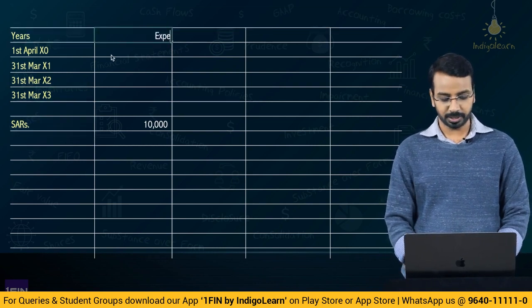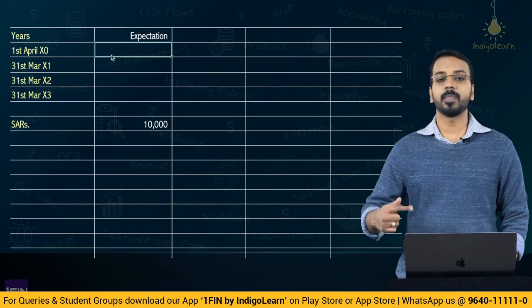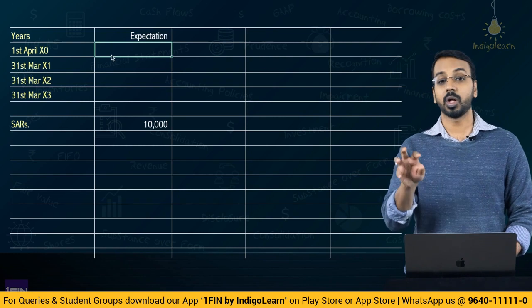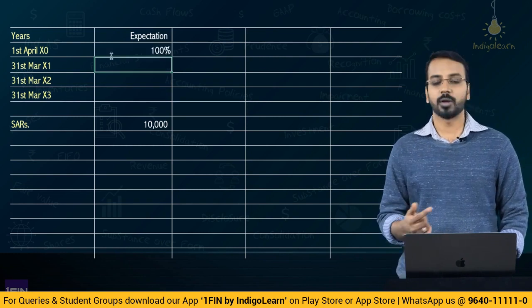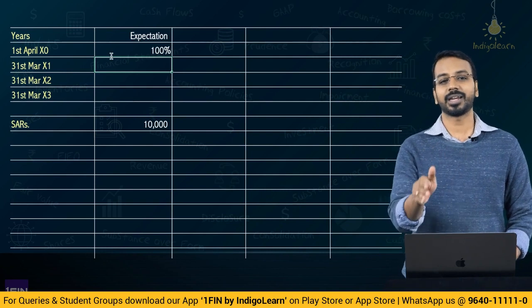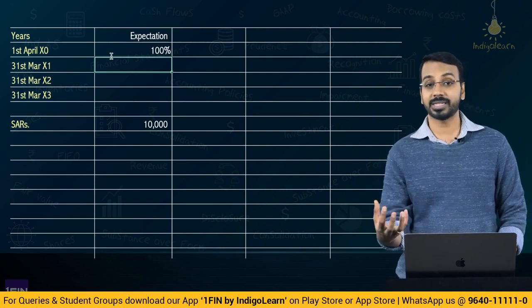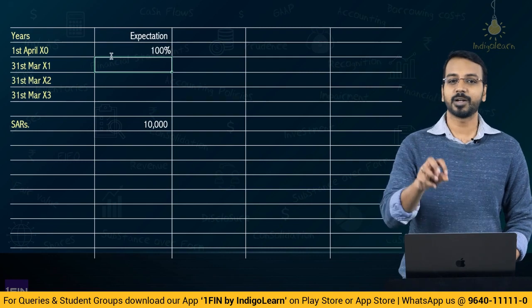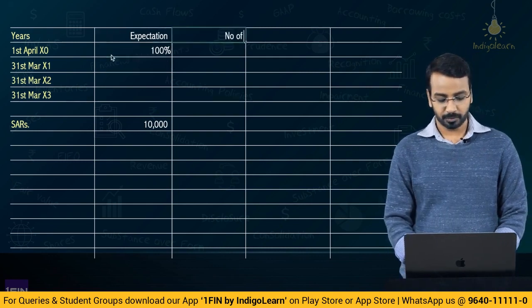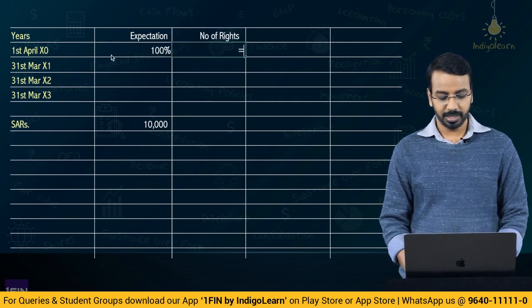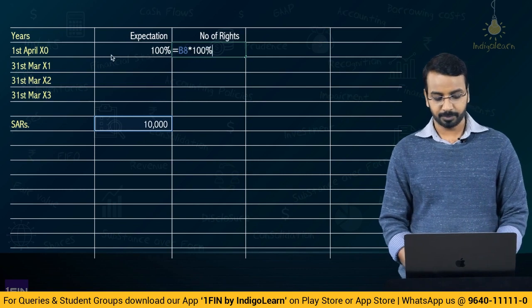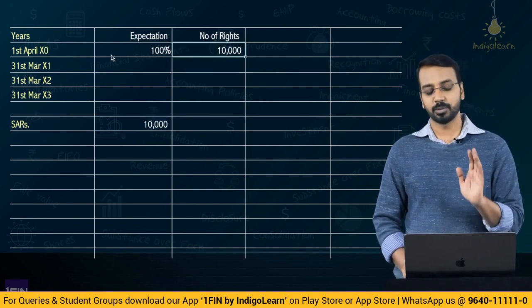Now what is the expectation? On the date of grant, you expect that all the employees will exercise the rights. So on this date, it will be 100% expectation. We expect that 100% of the rights will be exercised. They have already been vested. So the number of rights will be 10,000 multiplied by 100%, that comes to 10,000. So all the rights will be exercised.